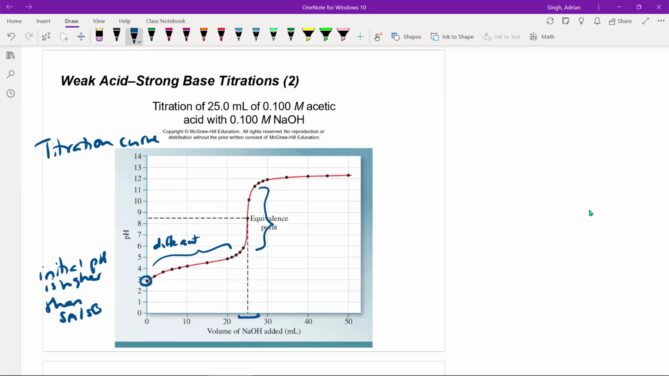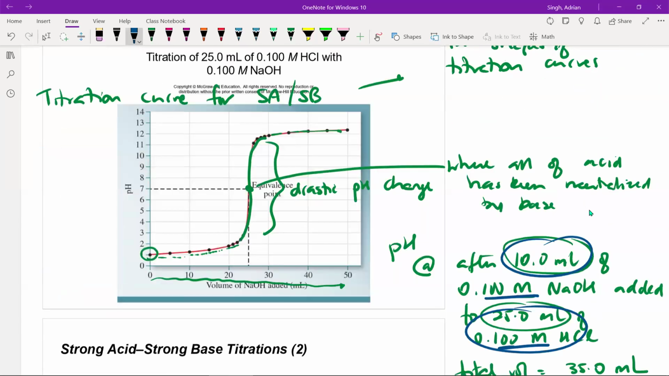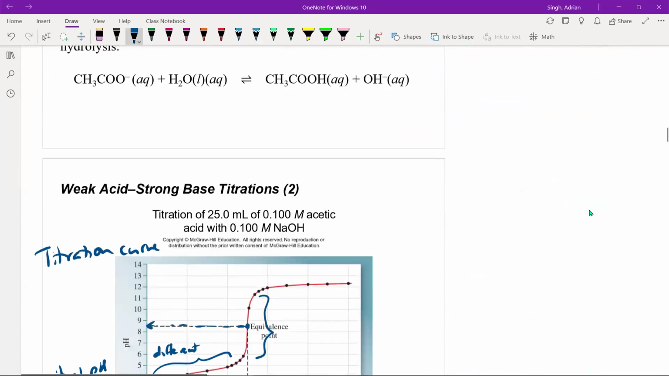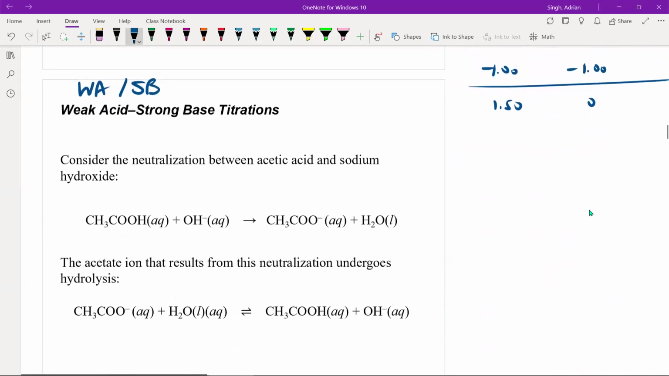And right in the middle is going to be the equivalence point. The equivalence point for a weak acid, strong base tends to be on the basic side, whereas for the strong acid, strong base, the equivalence point is actually right at 7, at the neutral pH, right? So that's a few differences between the weak acid versus the strong base titration. So let's take a look at some of the other differences between them.